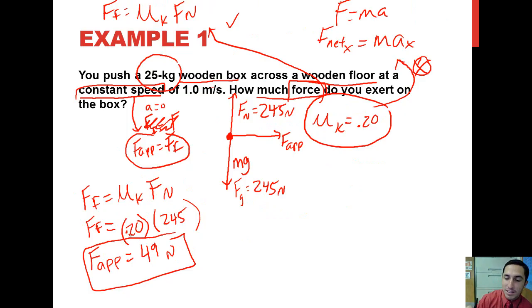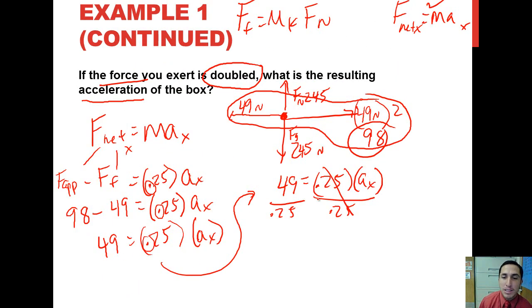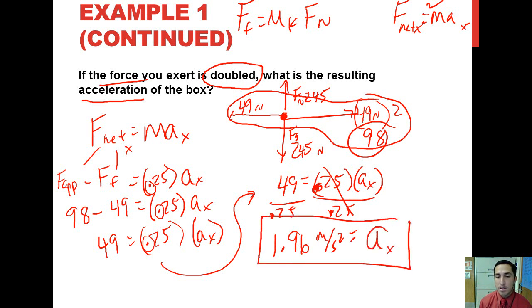So there should be no decimal there. This decimal should go away. No decimal. No decimal. 49 divided by 25. Enter. There it is. There we go. 1.96 meters per second squared because it is acceleration in the X direction.